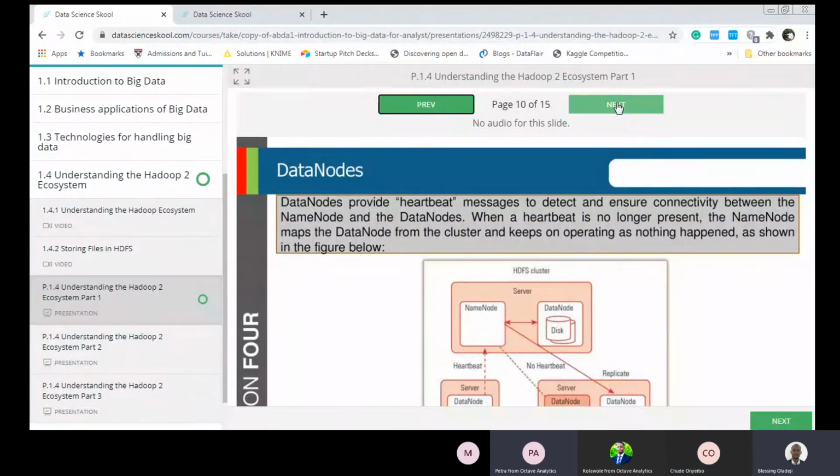Okay, so I got confused at one point. I got the definition of your clusters when you were talking about the data nodes as computers. Then when you now talked about server 1, server 2, I think I got lost at that point. Okay.